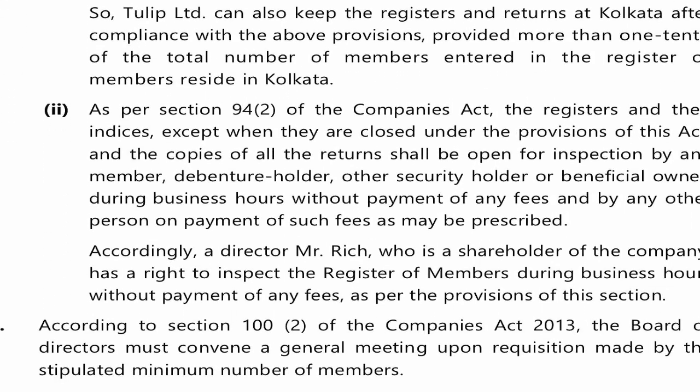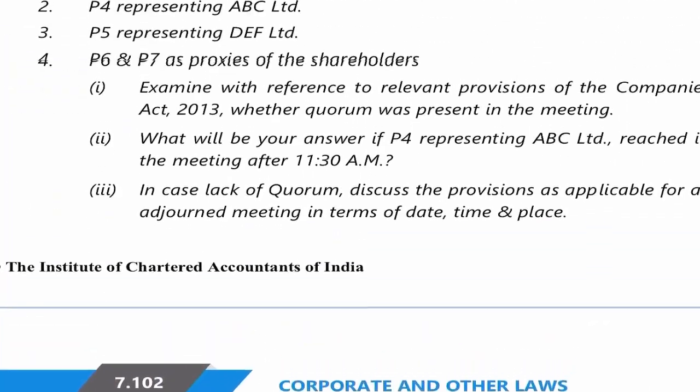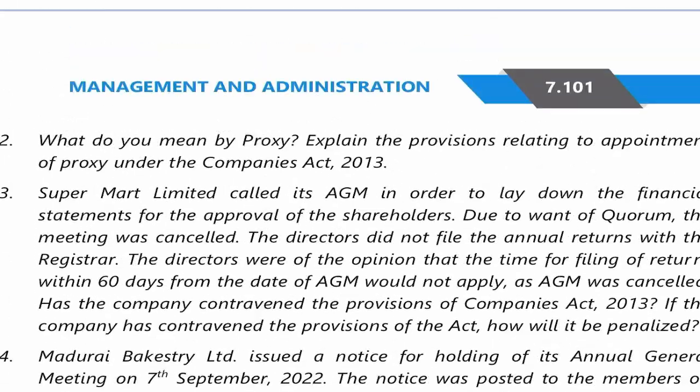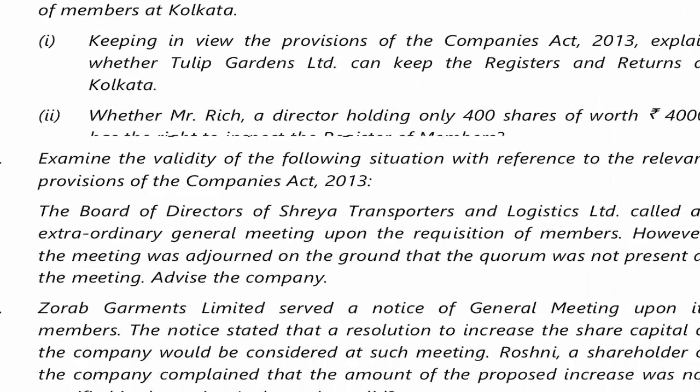As per section 94(2) of the Companies Act, the registers and their indices, except where they are closed under the provisions of this Act, and the copies of all the returns shall be open for inspection by any member, debenture holder, other security holder, or beneficial owner during business hours without payment of any fees, or by any other person on payment of such fees as may be prescribed. Accordingly, a director, Mr. Rich, who is a shareholder of the company, has a right to inspect the register of members during business hours without payment of any fees as per the provisions of this section. They have written it well. No fee is needed for a member; a debenture holder is also free, but any other person other than a member would have to pay the fee. Next, read.